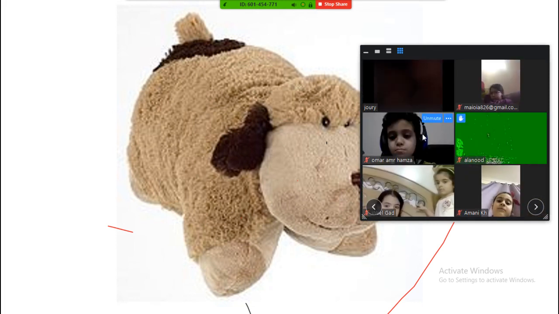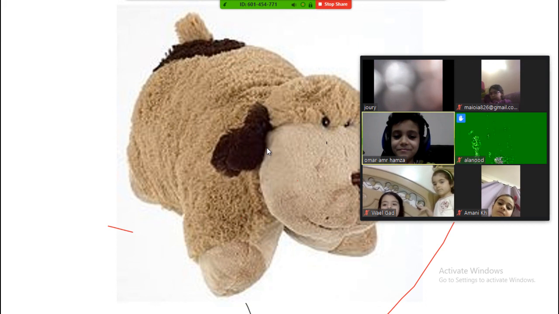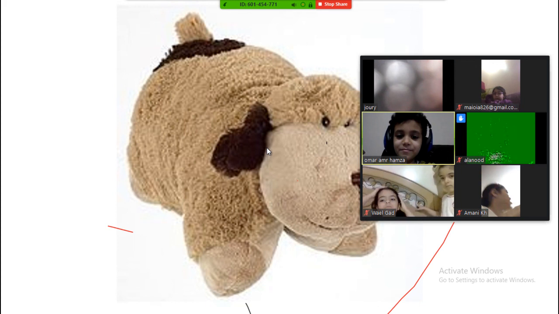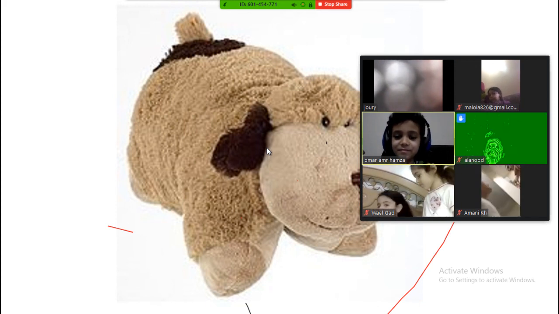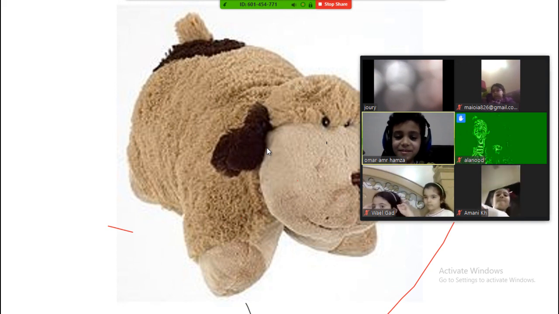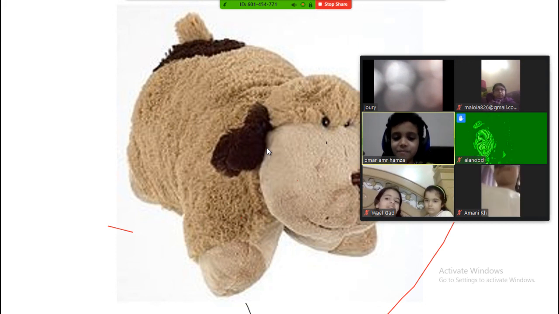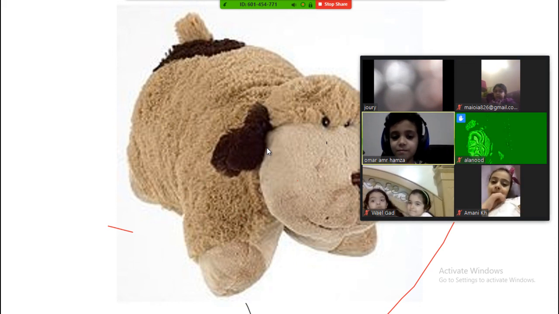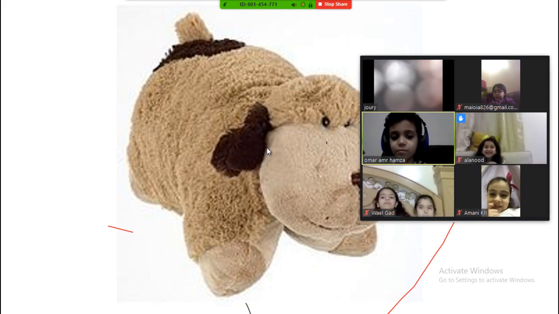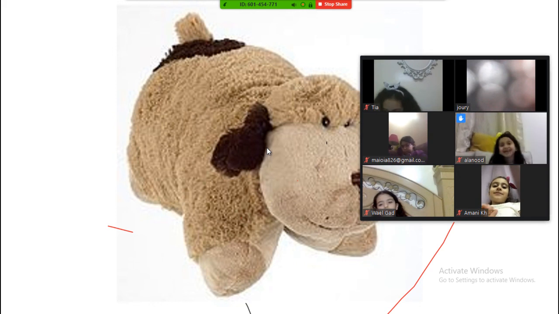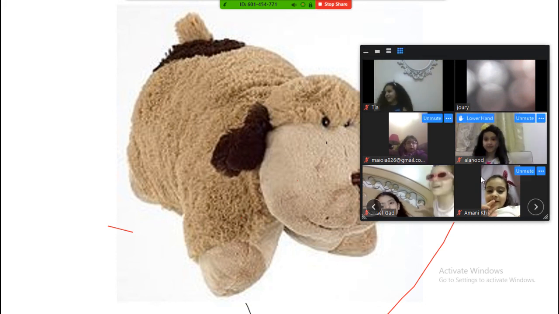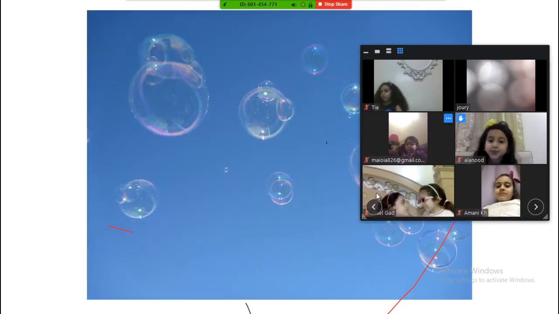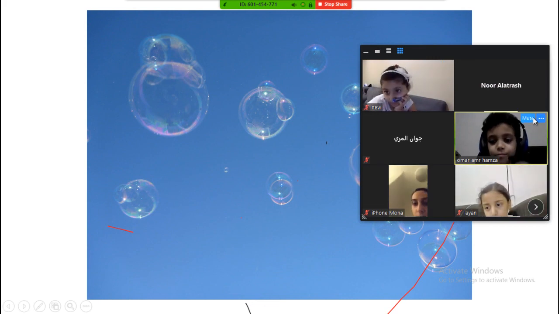Yalla, ya Ziad. Ziad, you can see, right? What kind of matter is this? Solid, liquid, or a gas? Solid. Wonderful. Why is it solid, Ziad? Because it's not gas and it's not liquid. That's true. But why can we call it a solid object? When we change the place of this toy, does it change the shape? No, it doesn't change the shape. So solids keep their own shape. Wonderful. So this is why this is a solid. Now somebody else. I can see that all of you are still here. I love it.